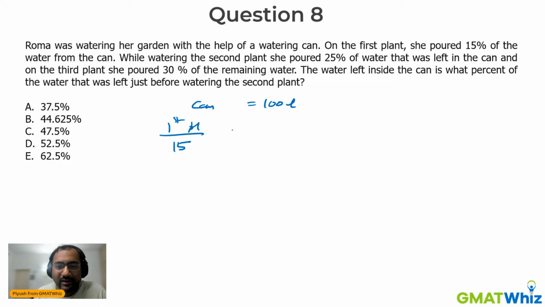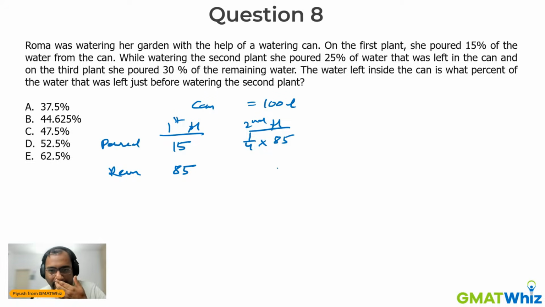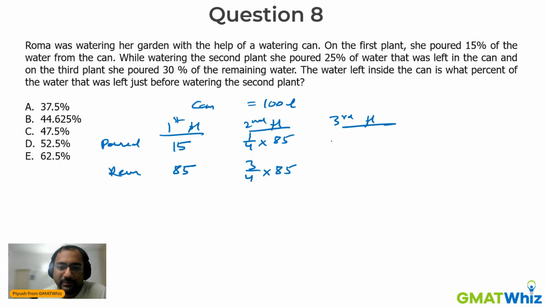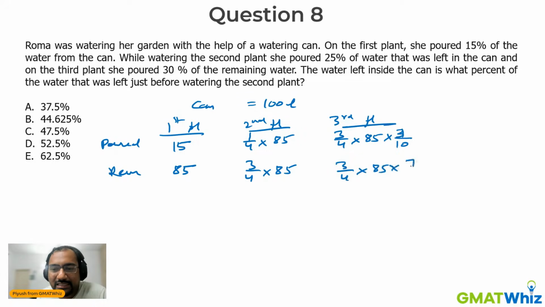So the first plant, 15 was poured. Second plant, and let me write the remaining portion below. It was 85. Second plant, 1/4 of 85 was poured. And after pouring 1/4 of 85, I was left with 3/4 of 85. Okay. And on the third plant, she poured 30% of the remaining water. So 3/4 of 85 was the remaining. She poured 3/10 of that, right? Not 1/3, 3/10 of that. So that means she was left with this much, 7/10.